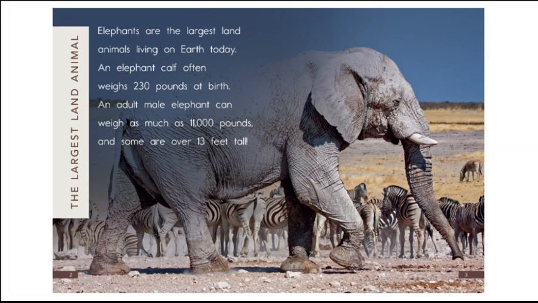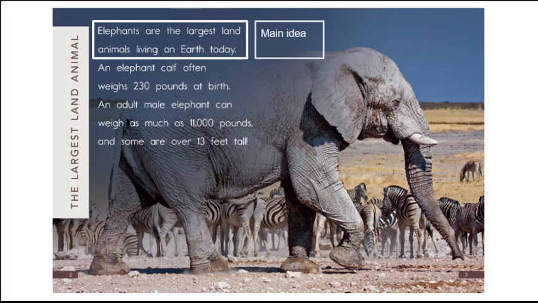Okay, so now I'm going to go back and break it down. I know that they were talking about elephants being really, really large. If I look at the first sentence, usually writers will do this. Not all the time, but a lot of the time you can find the main idea right there in the topic sentence. Elephants are the largest land animals living on Earth today. That whole page was about them being the largest land animals.